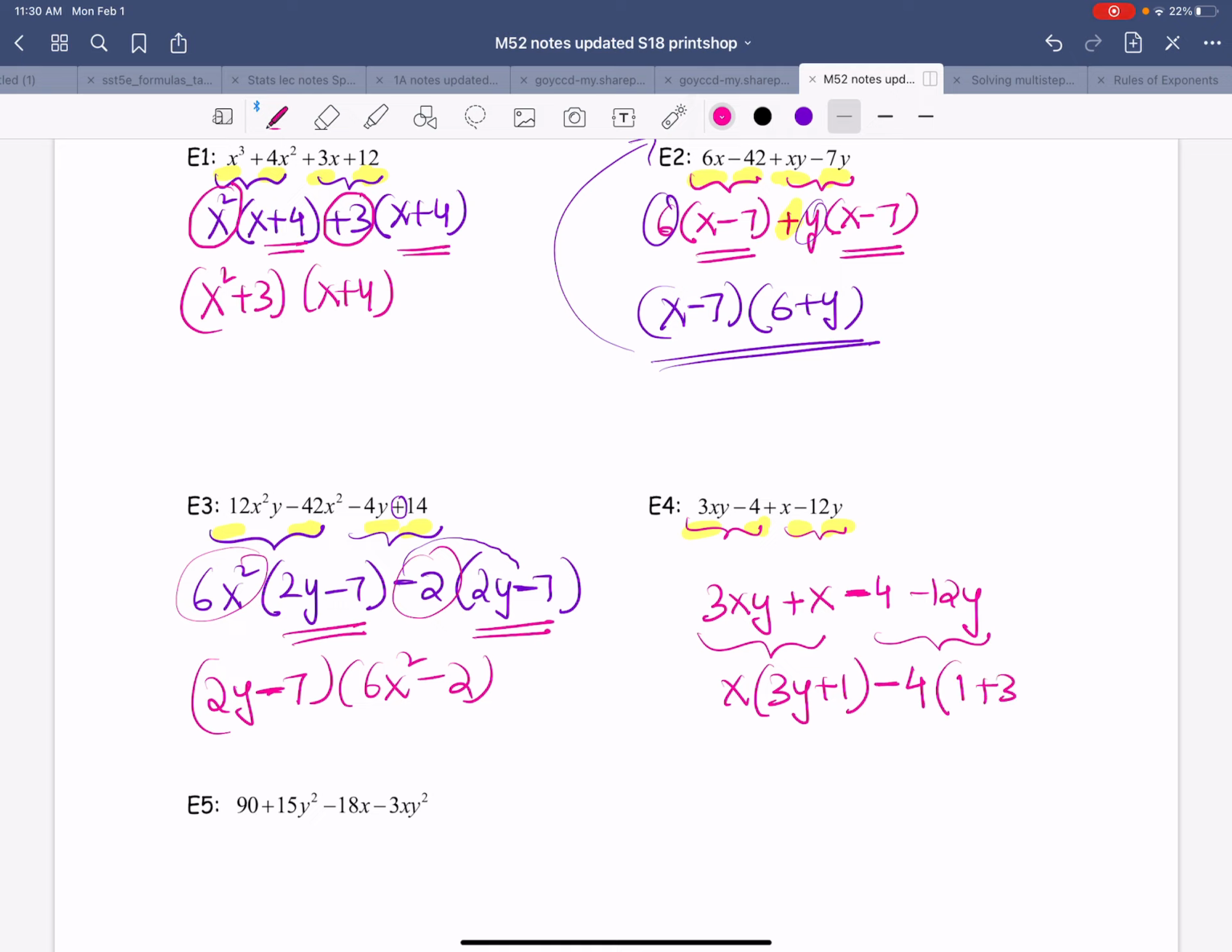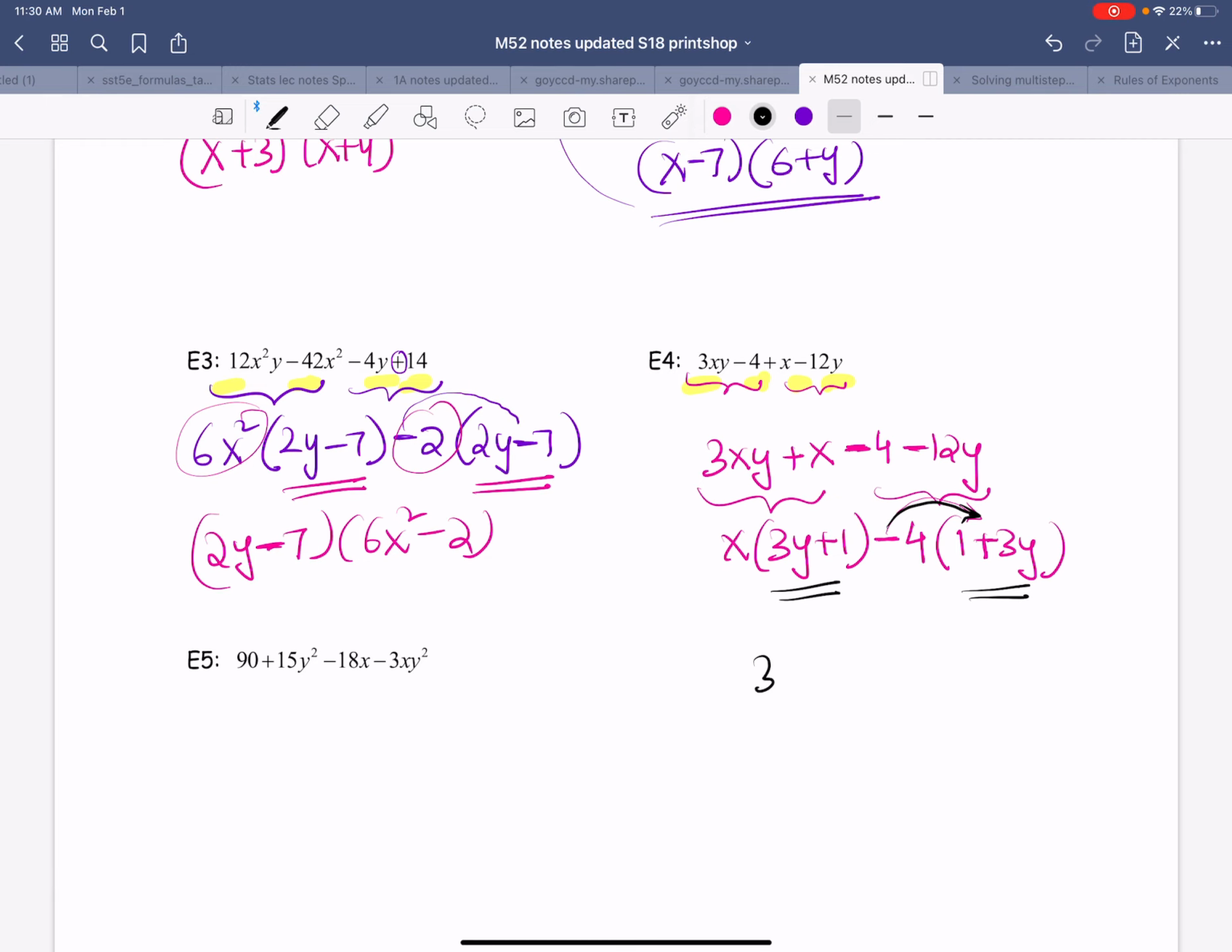And that's 1 plus 3y. Why am I changing this negative into positive? Because when I distribute the negative sign, I will get my negative back in there. Be careful because I pulled out a negative 4. That's why I'm changing it to a plus 3y. Now 3y plus 1 and 1 plus 3y are exactly the same thing because addition is commutative. So that means I can pull out 3y plus 1 and then I will have x minus 4 in the second parentheses, and that's my factored form in here.